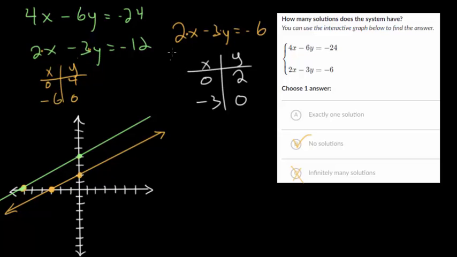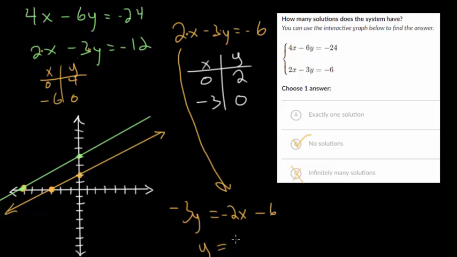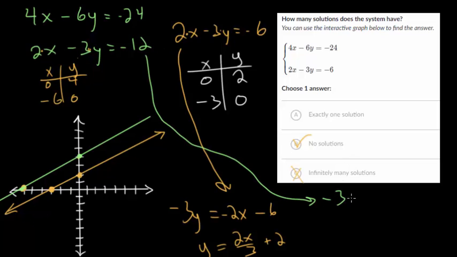And the other way to confirm that to yourself is to just solve each of these for y. If we solve this for y, we get minus 3y is minus 2x minus 6, divide by negative 3, so y is 2x over 3 plus 2. And for the green one, if we were to solve that one for y, you get minus 3y is minus 2x minus 12, divide by negative 3. y would be 2x over 3 plus 4. So it's the same slope in each of these, but they have different y-intercepts. So this is our case where they're parallel, they're never going to intersect, so we have no solutions.